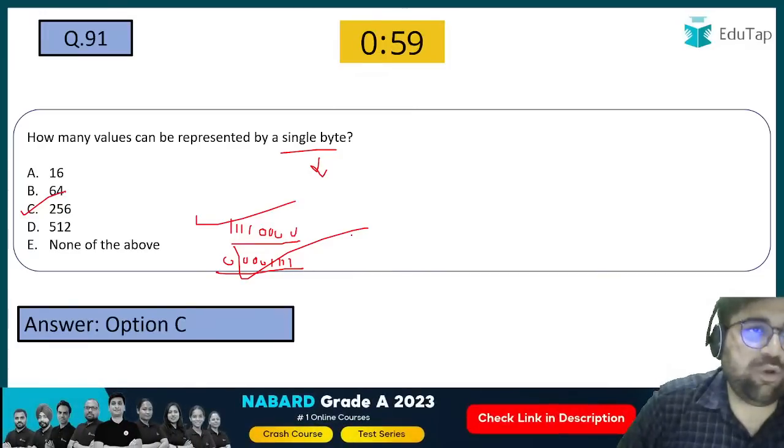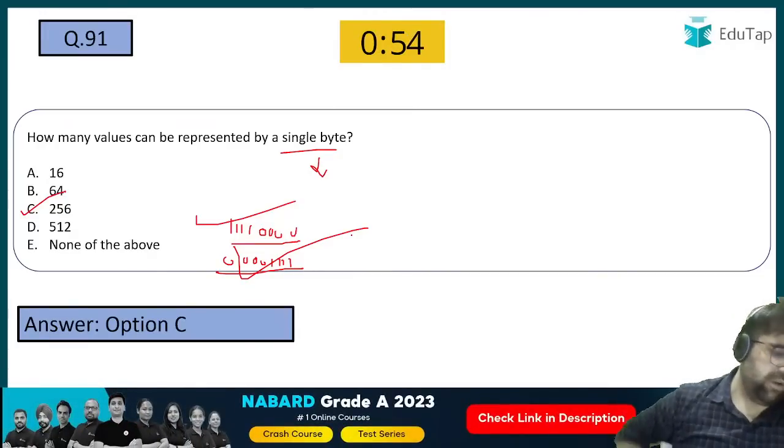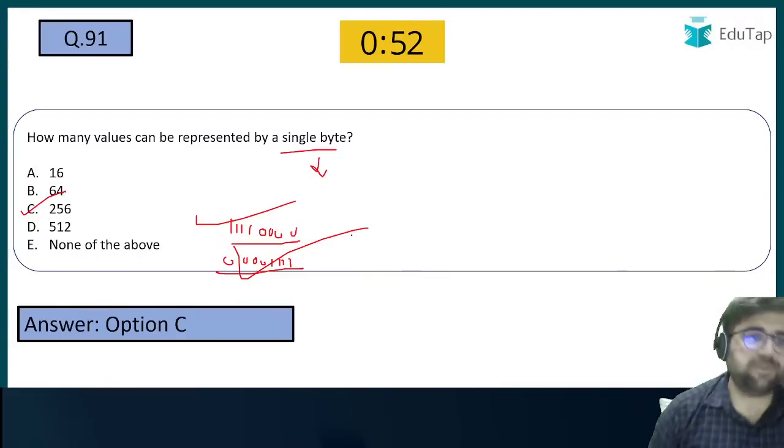Why are you saying none over here? How many values can be represented by a single byte? According to the best of my knowledge, it should be option C only.